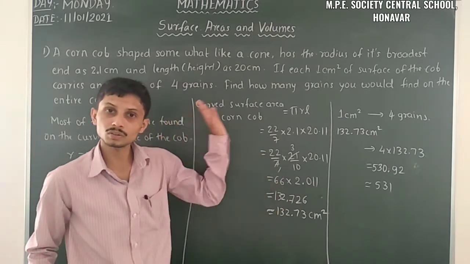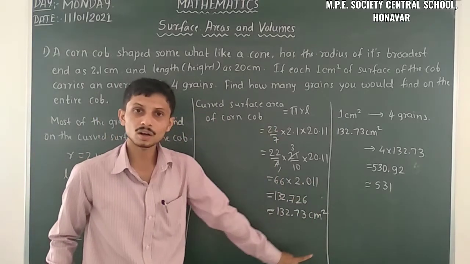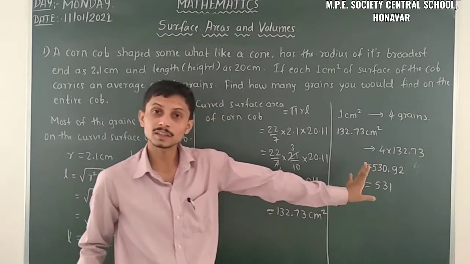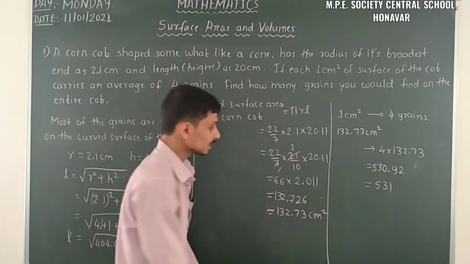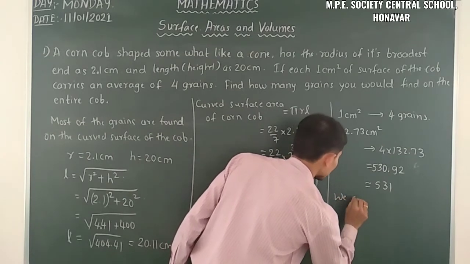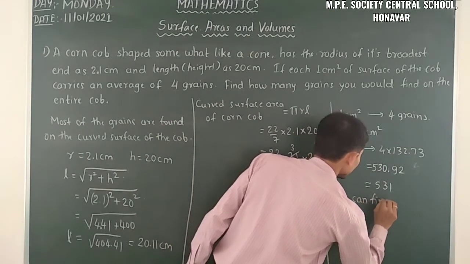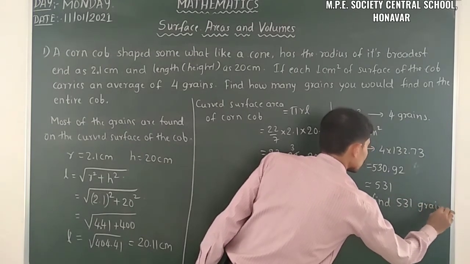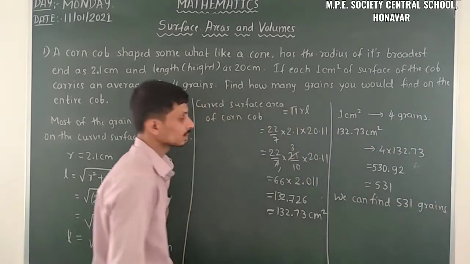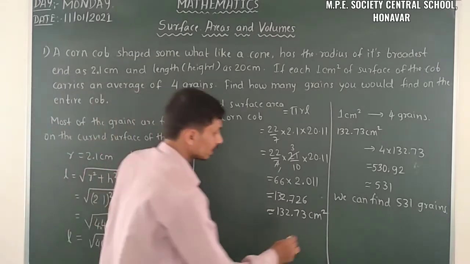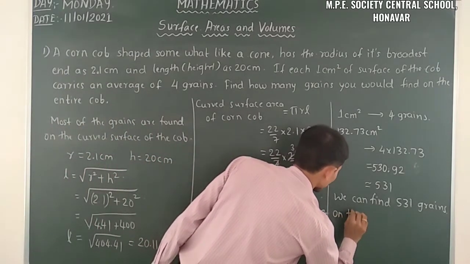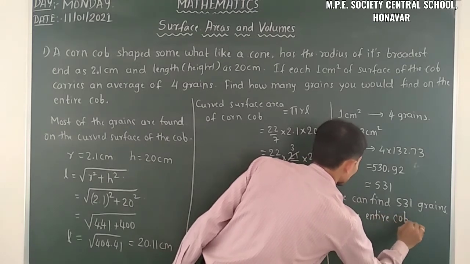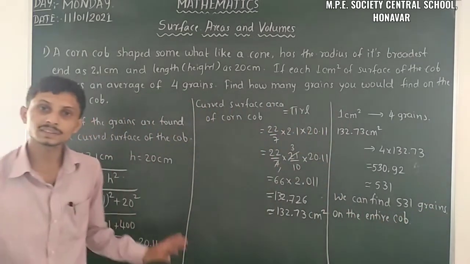So on the curved surface area of this cone, we can find 531 grains on the entire curve.